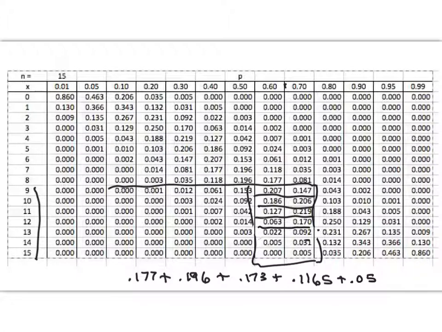Okay, and the average between 0.005 and 0.031 is 0.018. And finally, the average between 0.000 and 0.005 is 0.0025. All right, and now we can add these up for a total of 0.733.